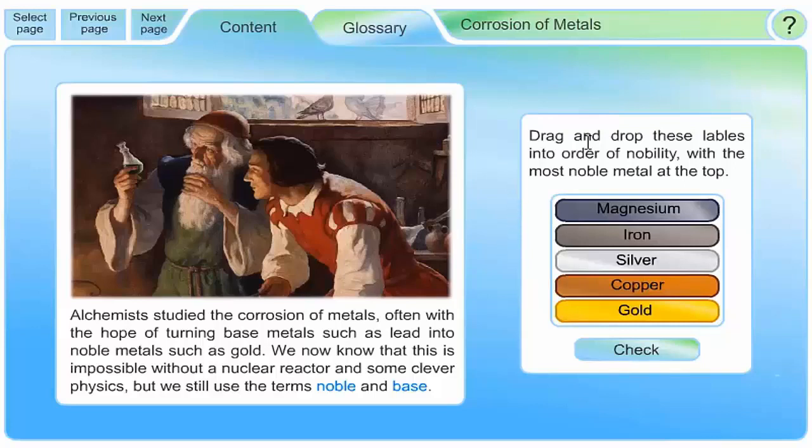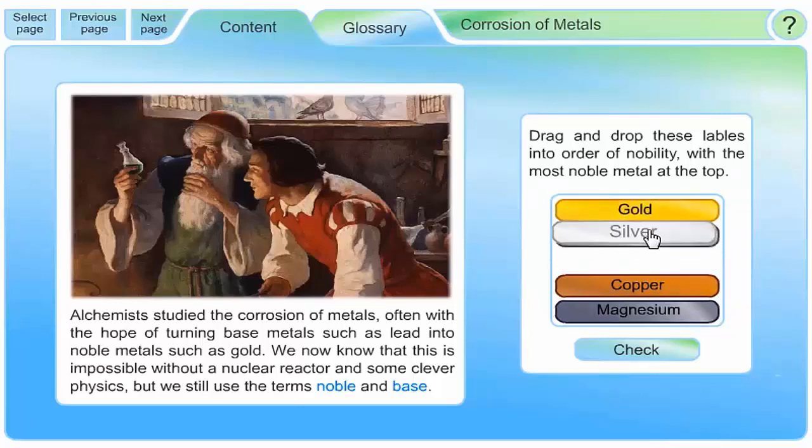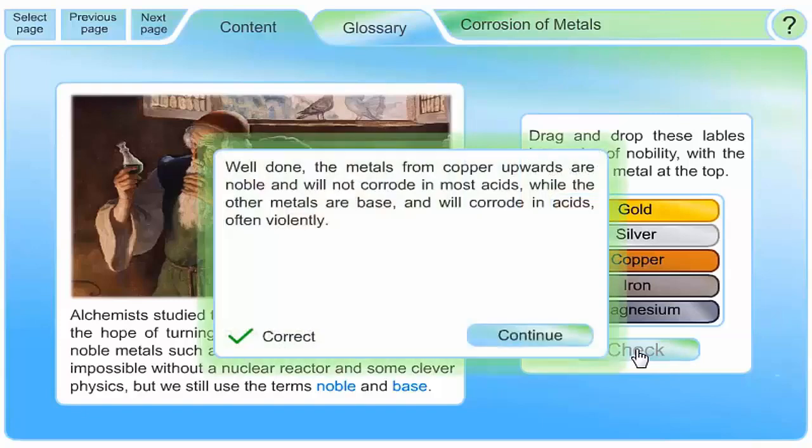Looking at these materials here, magnesium is clearly the most reactive, and gold the most noble. Silver is less noble than gold, but more noble than copper, and iron is less noble than copper, while magnesium is the most reactive. And if we click that link, we could check it. All the metals from copper upwards are relatively noble, while metals below copper are base and will corrode in acids and will corrode in all other environments as well.